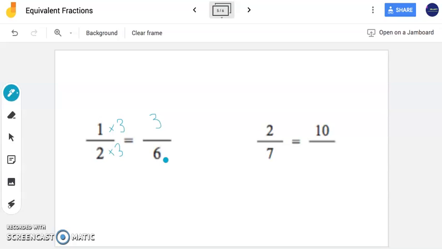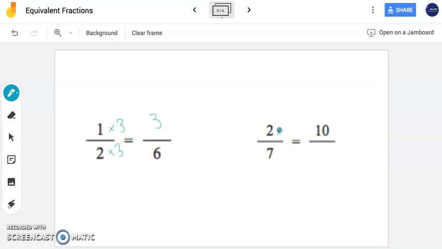And from the previous problems we had, we actually looked at fraction strips, and that also proved that 1/2 is equivalent to 3/6. Now in this problem here, we have 2/7. We need to figure out what fraction is going to be equivalent to 2/7. But in this case here, my numerator is 2 and my new numerator is going to be 10. So 2 times what number gets me to 10?